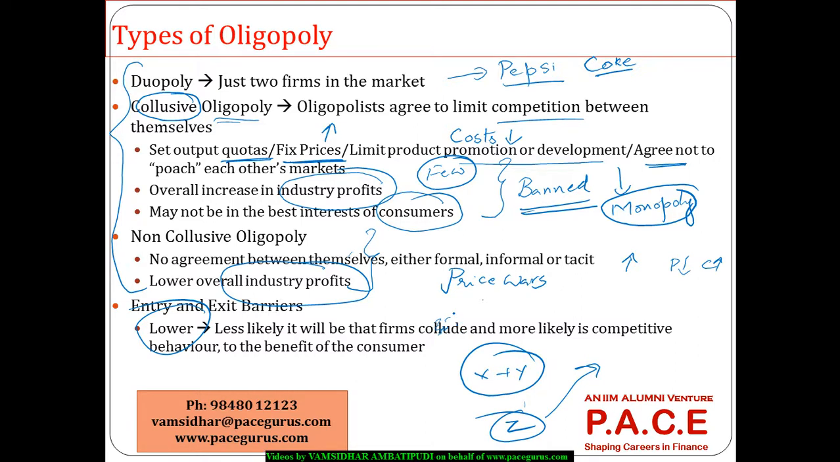But if they really start feeling that Z can enter and eat away all their business and overall reduce the profitability for both of them, then there is a very limited chance that they collude. They try to be competitive, and this is what will benefit the customer overall. So, understanding these different types of oligopoly is very much essential for us.